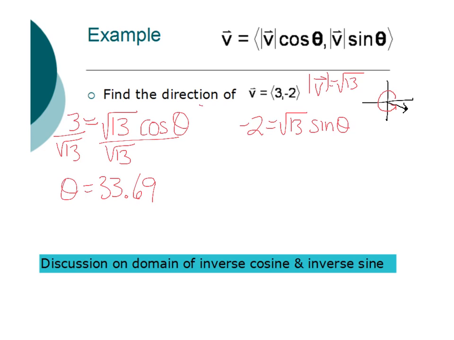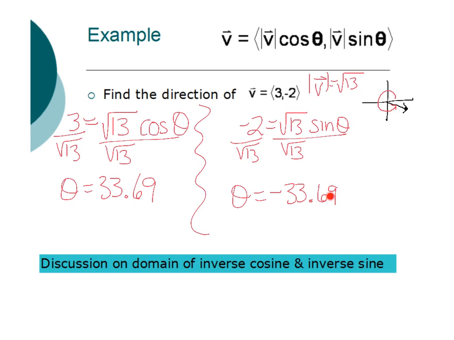Let me try again. Let's do this one. I'm going to do -2. I'm going to divide it by the square root of 13. But that's going to be the sine of theta, and I want to know theta, so I'm going to do second sine, second answer. And this time, I get theta to be -33.69. I like that better. A -33-degree angle would be this angle right here.